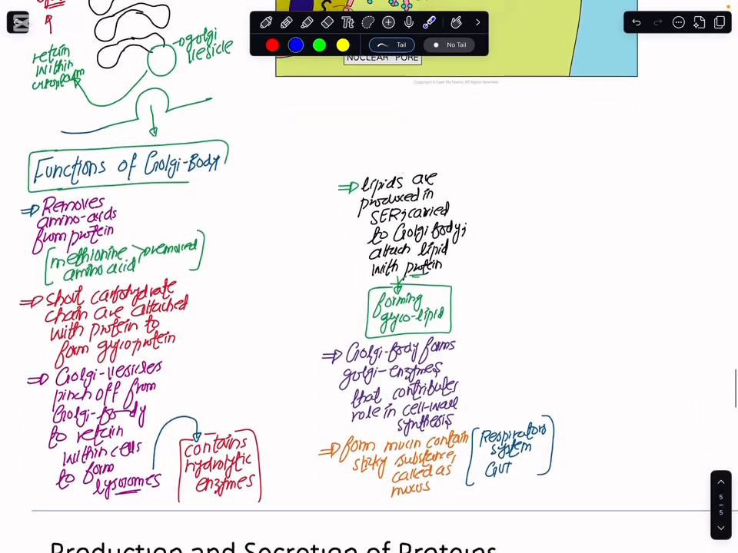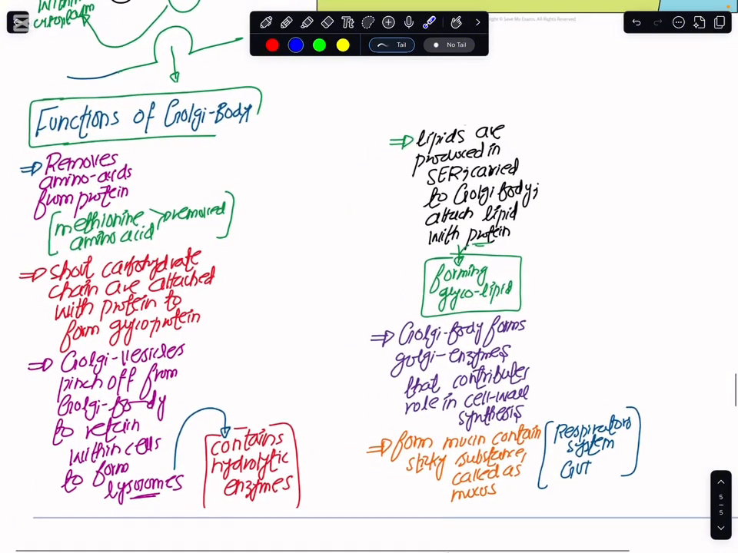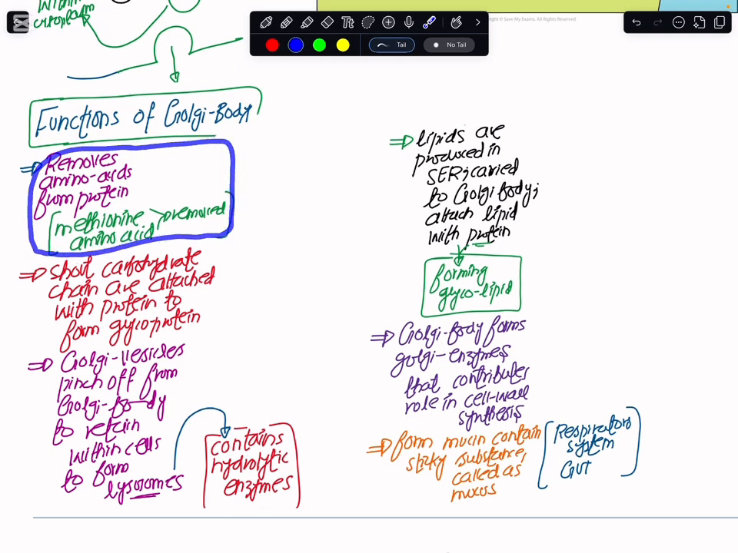Okay, so now we intend to look at what roles or functions these Golgi bodies perform. Any protein that I make in my body, no matter if I'm making some enzyme, keratin protein, or collagen protein, all those proteins in their rough form would have the methionine amino acid.